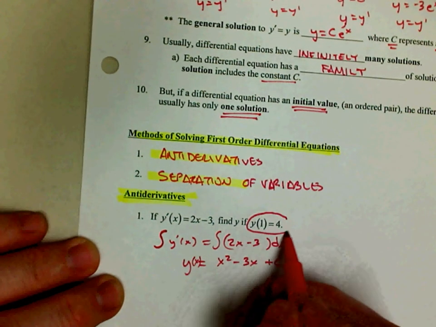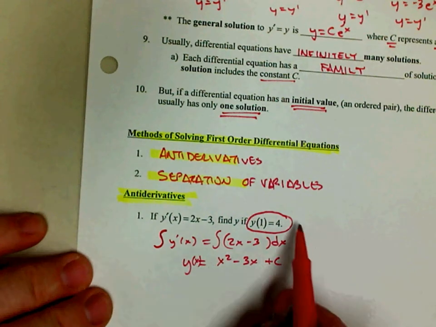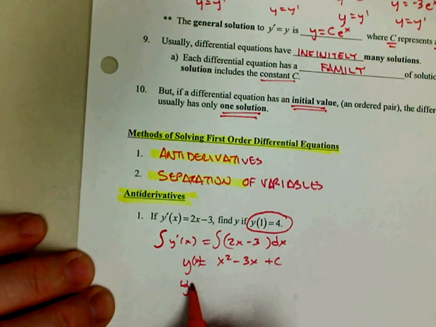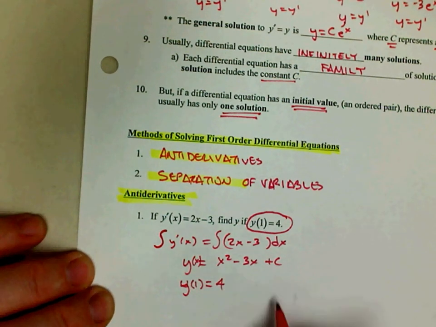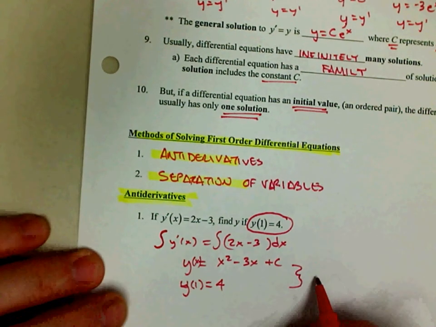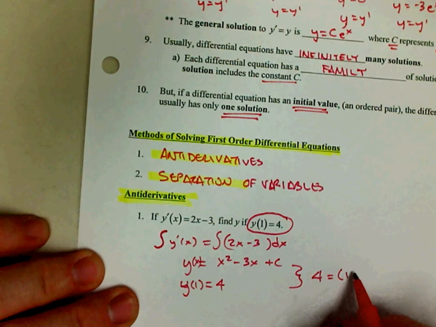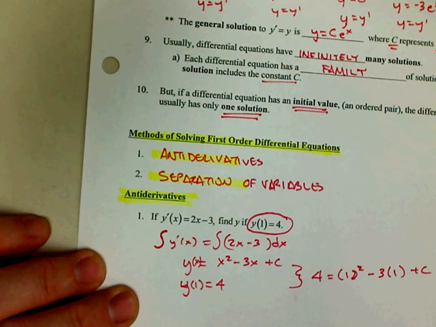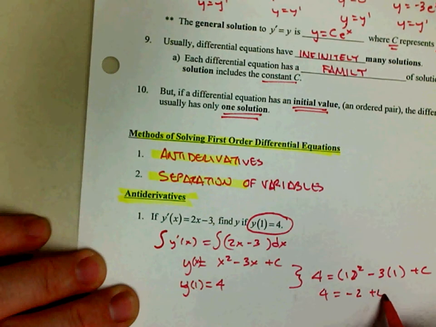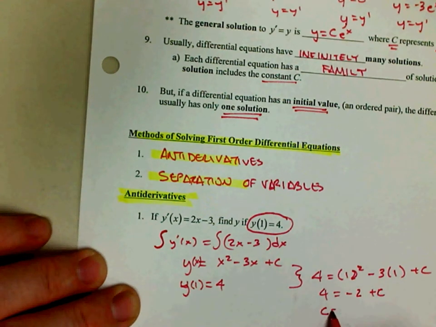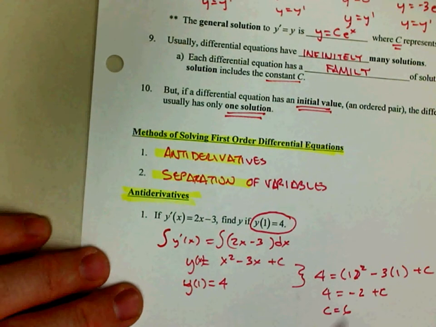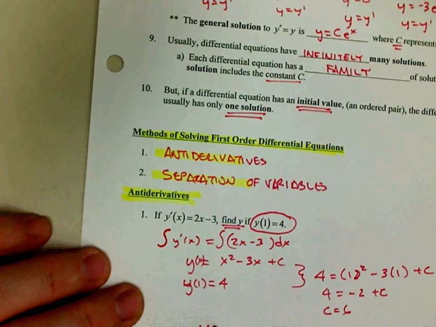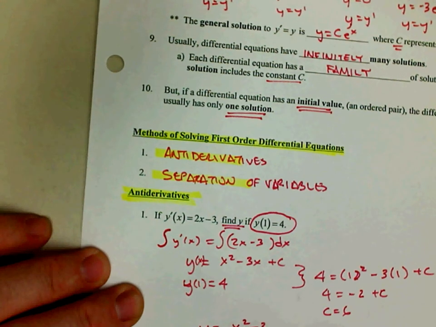When we substitute in 1 for x, we should get 4. So what's this going to give us? This will say 4 equals 1 squared minus 3 times 1 plus c. 4 equals 1 minus 3, or -2. Add 2 to both sides, and we get c equals 6. So to find y: y equals x squared minus 3x plus 6, the value we found for c.